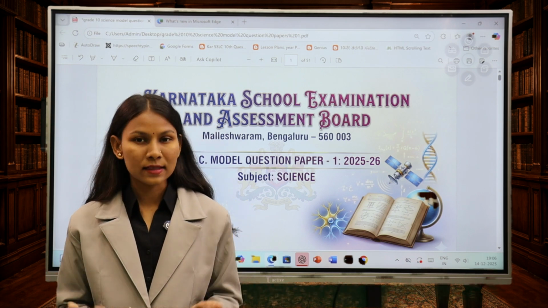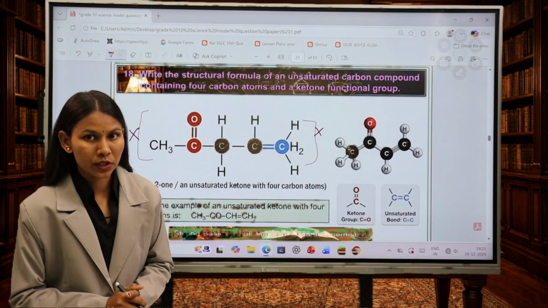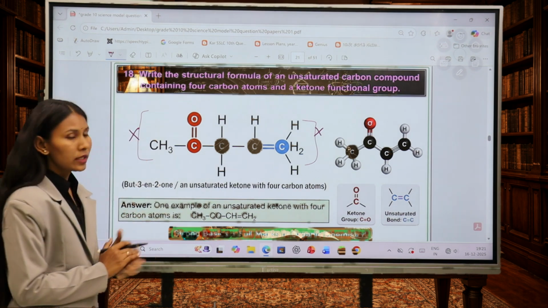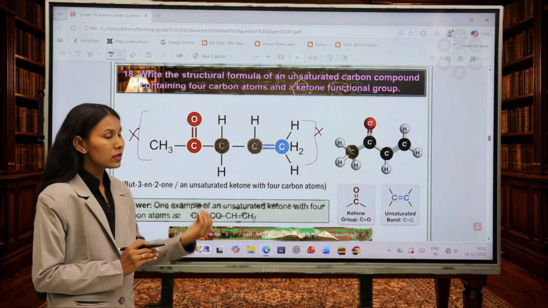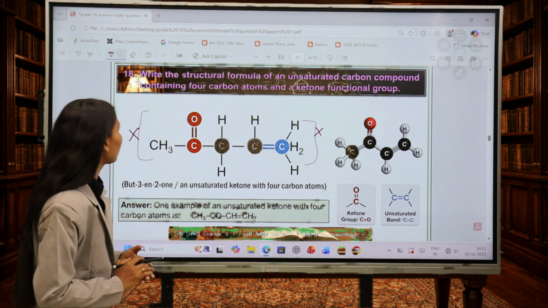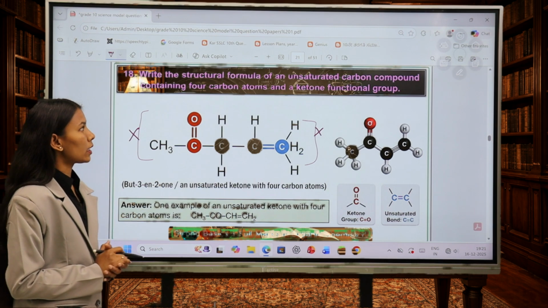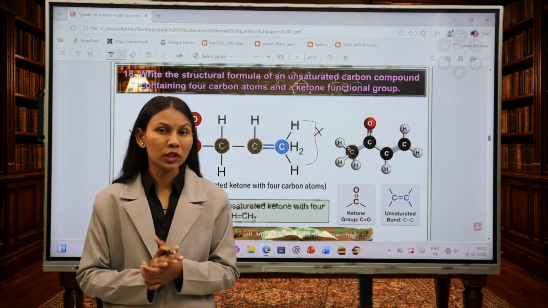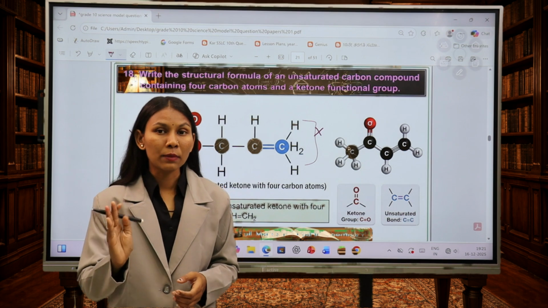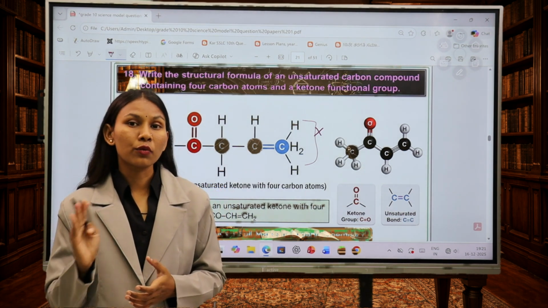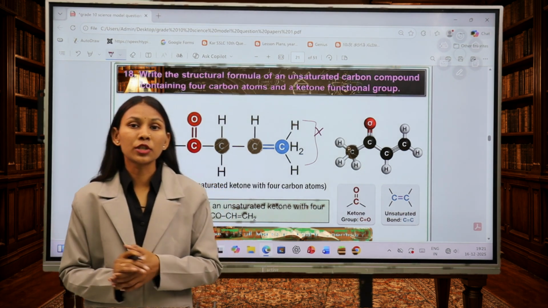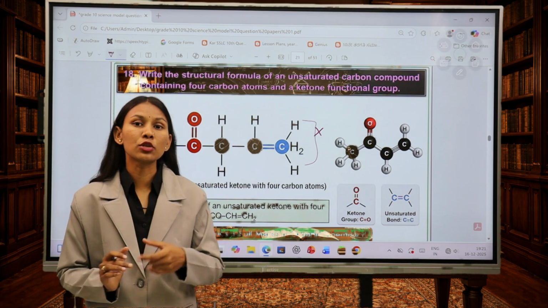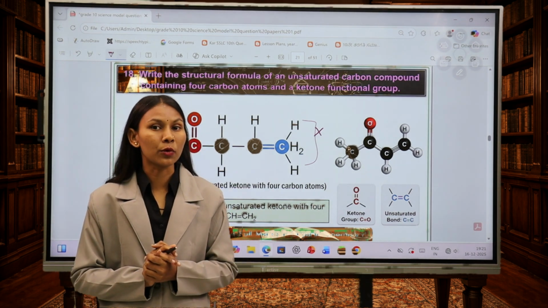So let's get started. 18th question is, write the structural formula of an unsaturated carbon compound containing 4 carbon atoms and a ketone functional group. So they are mentioning 3 things, that is 4 carbon atoms, it should involve ketone functional group and it should be unsaturated carbon compound.